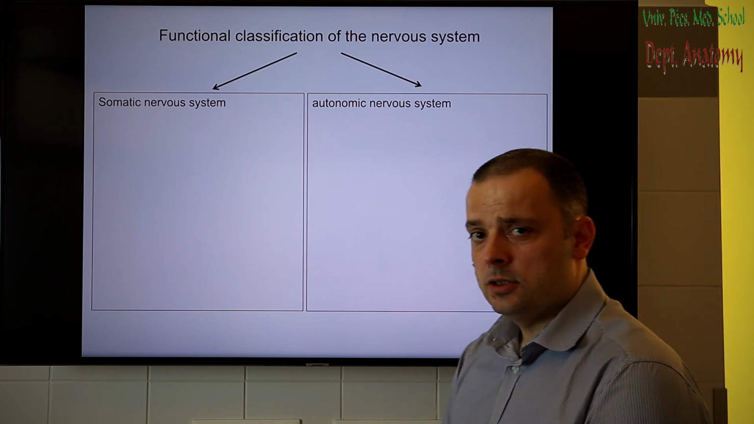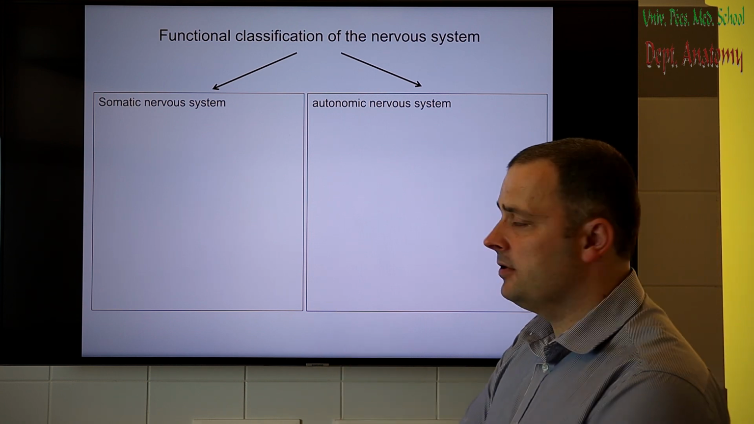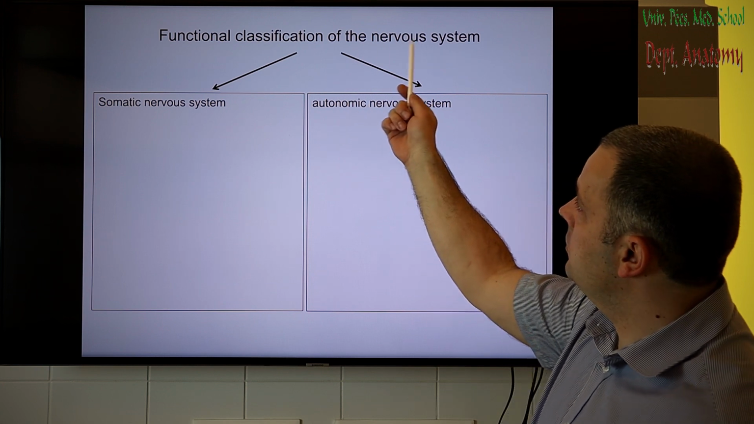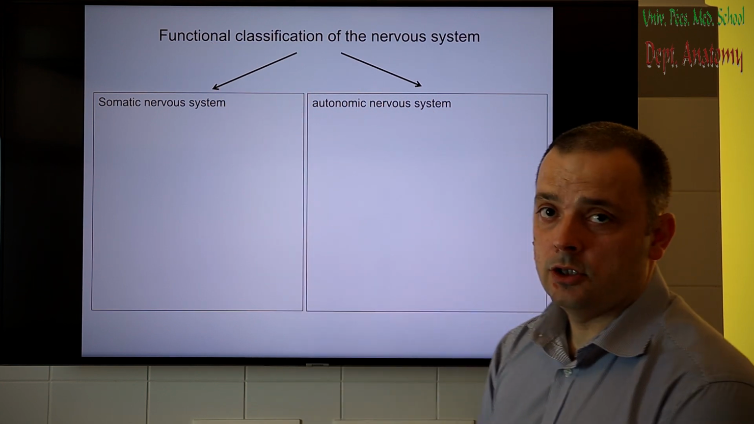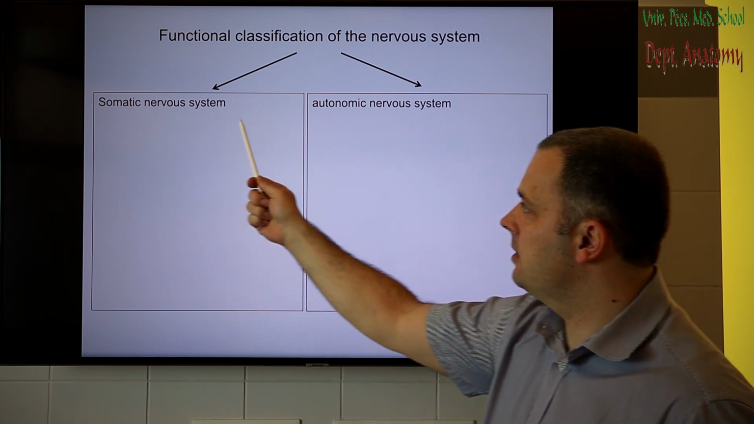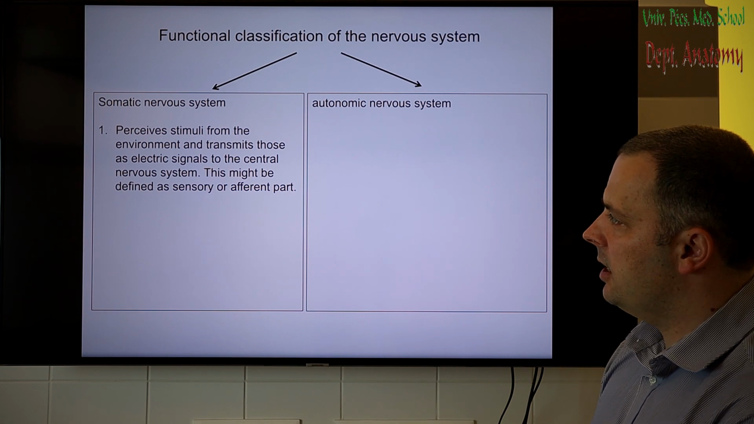Next, we stay at the basic terms, and after the anatomical classification of the nervous system, that we have central and peripheral, I would like to turn to the functional classification. Based on the function, we can split the nervous system into somatic and autonomic nervous system. Let's start with the somatic one.